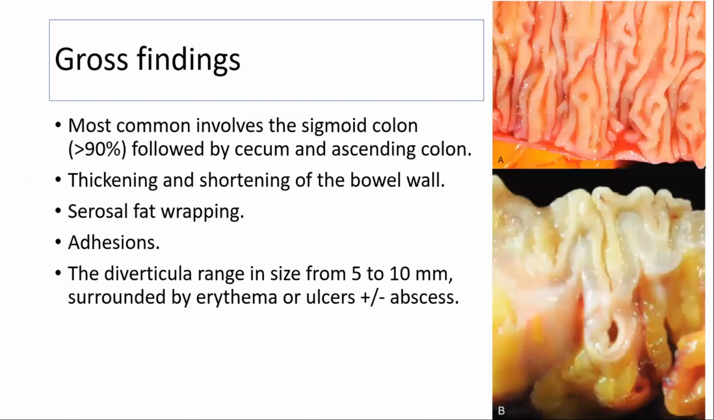So what do we see? All right, so in more than 90% it involves the sigmoid colon. If you can see in this image here, we can see multiple diverticula where the ostia or the opening is seen on the mucosa, and because of the inflammatory edema, there will be thickening of the bowel wall, and sometimes they can have serosal fat wrapping and also adhesion.